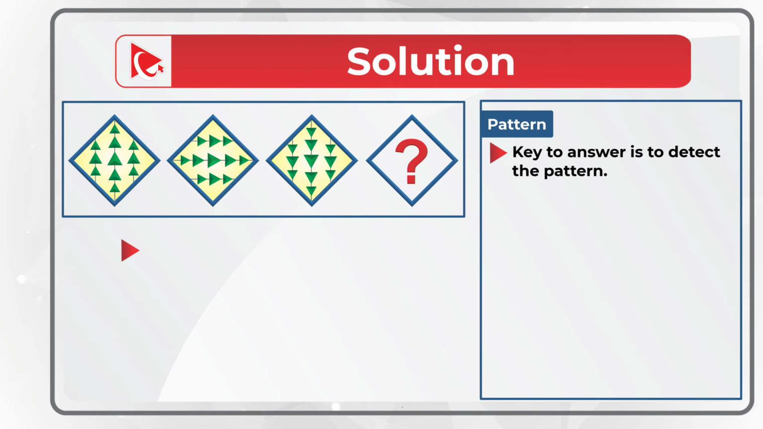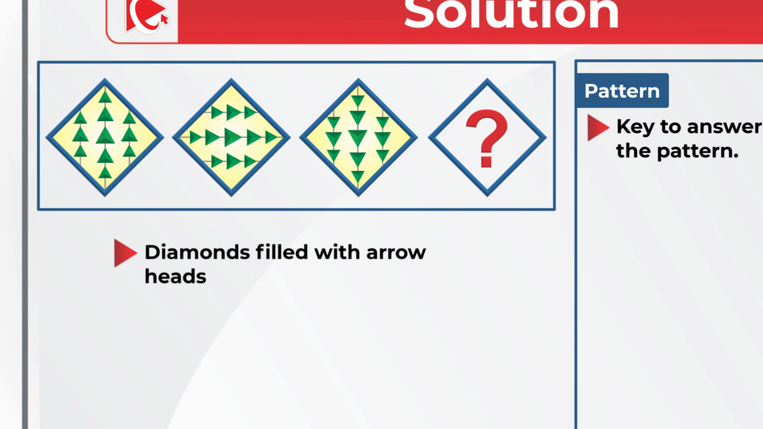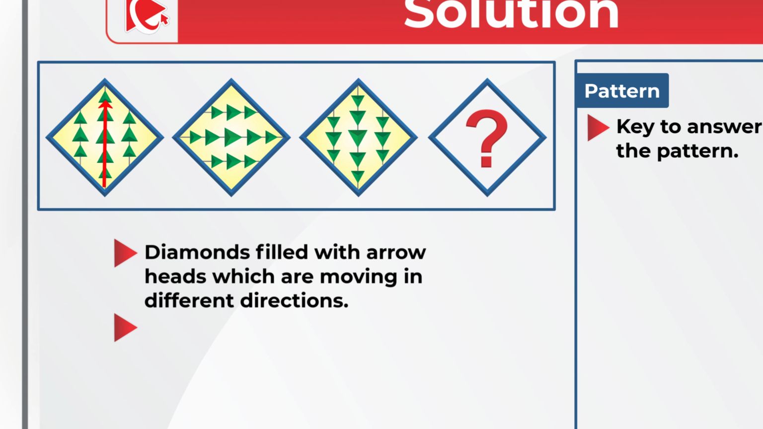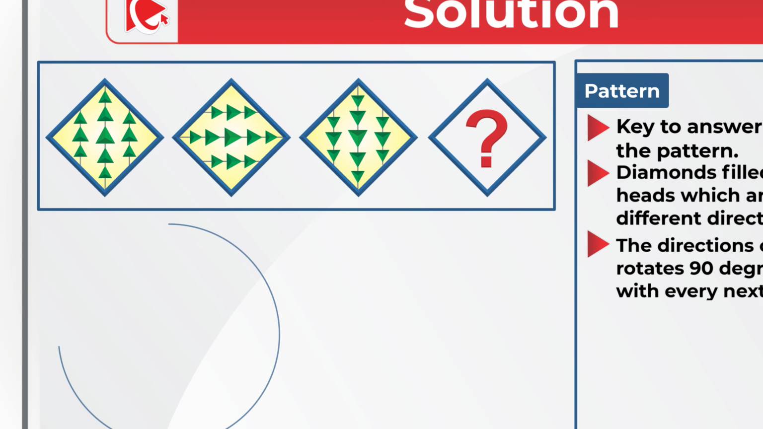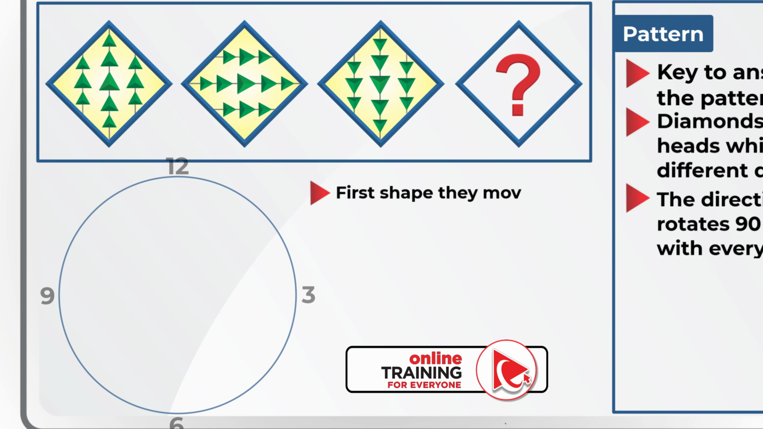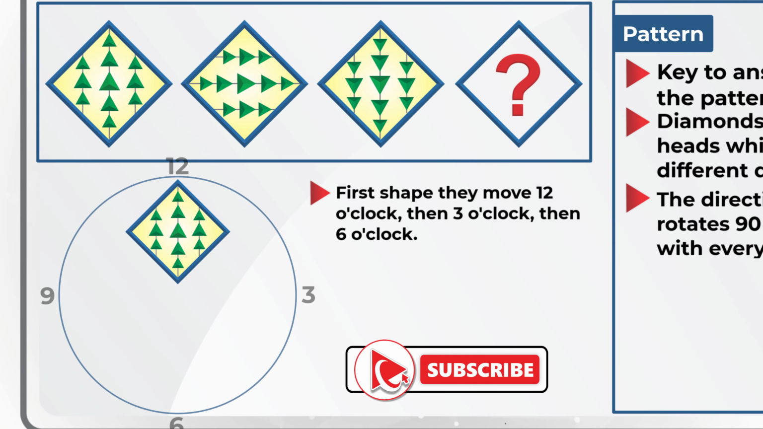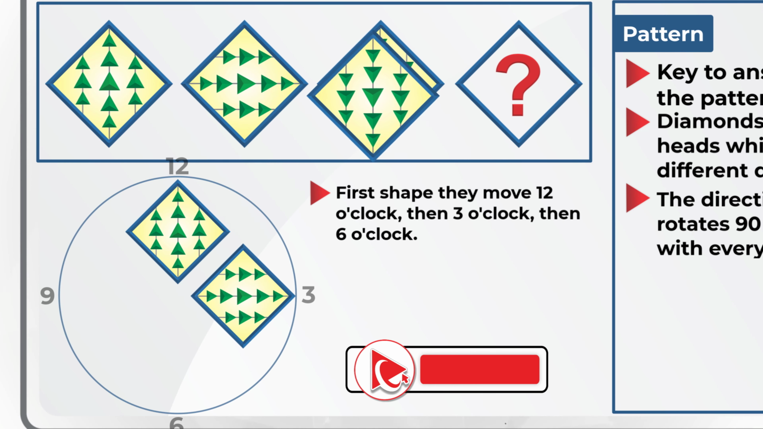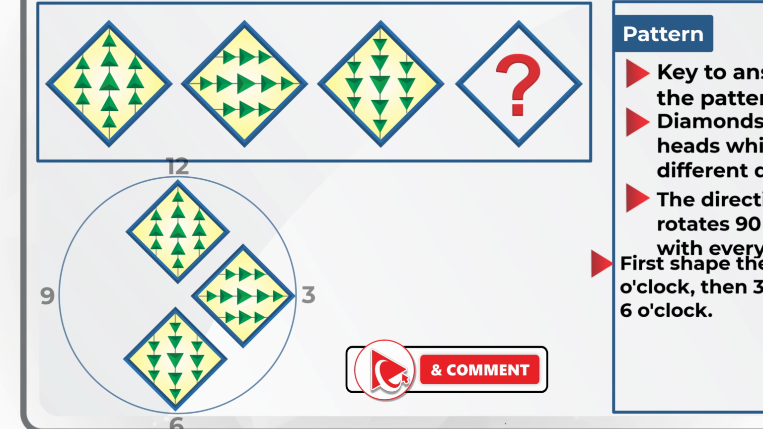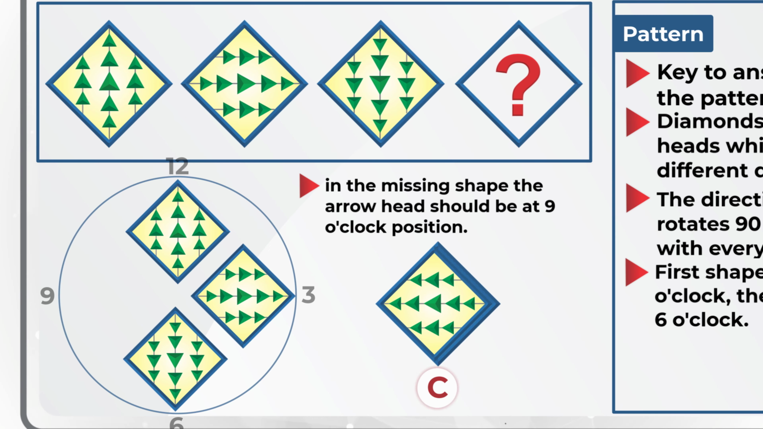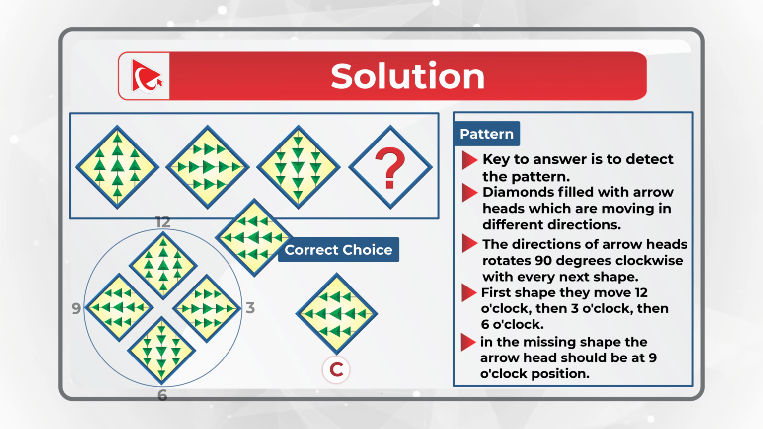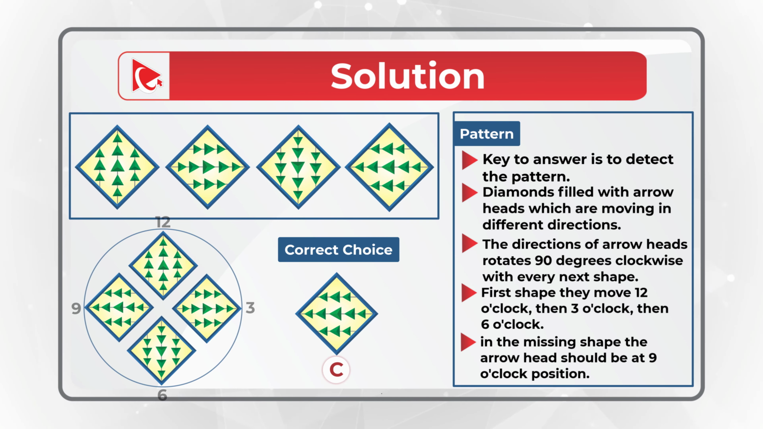If you look closely, you will see that diamonds are filled with arrowheads, triangles, which are moving in a different direction. The direction of the arrowheads rotates 90 degrees clockwise with every next shape in the pattern. For example, in the first shape, they move to the 12 o'clock position of the clock. Then they move to the 3 o'clock position, and then to the 6 o'clock. So if you detected this pattern, in the missing shape, the arrowheads should be at the 9 o'clock position. Hopefully you've nailed this question and now know how to answer similar problems on the test.